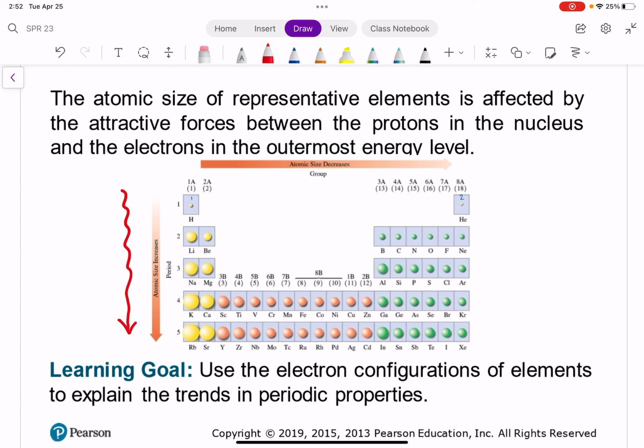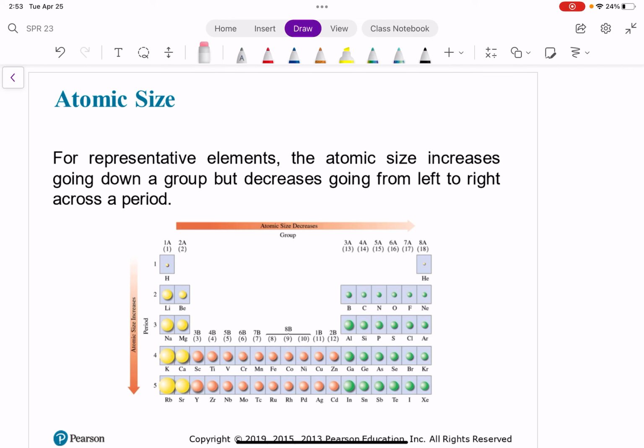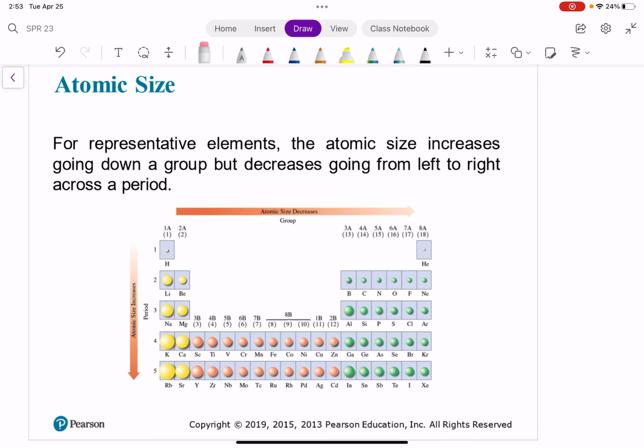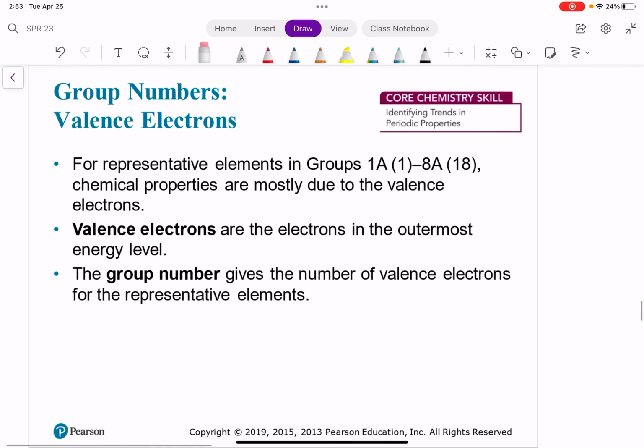Okay, so for representative elements, the atomic size increases going down a group, but decreases going from left to right across a period. Okay, and when I get my periodic tables for exams, I literally just draw these lines immediately, and I write atomic size or whatever. Just because there are several trends we're going to go over, and they sometimes are conflicting with the way the arrows are going to be written.